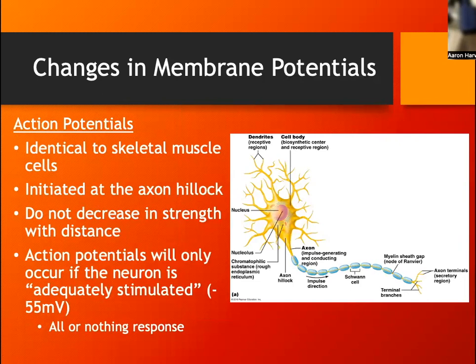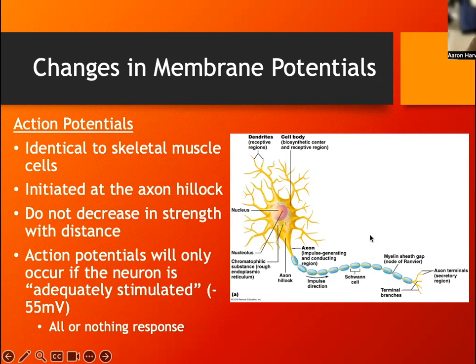Action potentials are identical to the skeletal muscle cell model that we've been talking through. They are initiated at an area called the axon hillock, which is basically right where the body of the cell turns into the axon. These action potentials do not decrease in strength with distance, so the strength remains constant over distance.